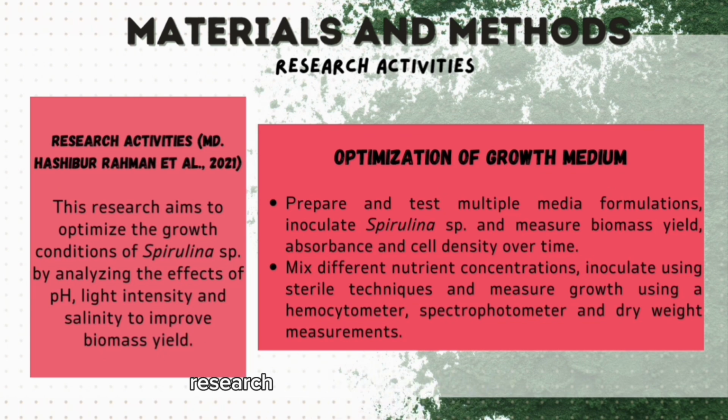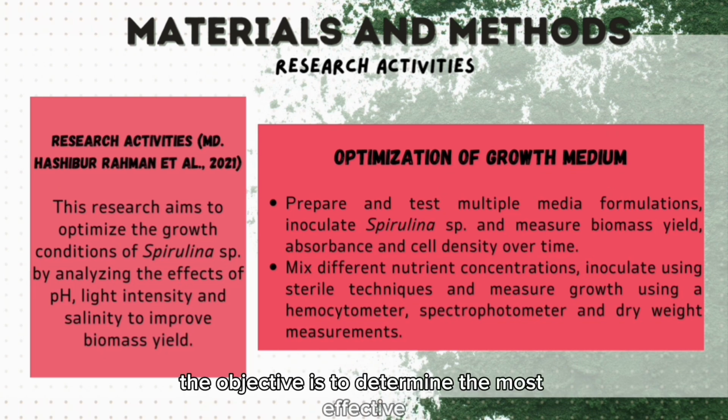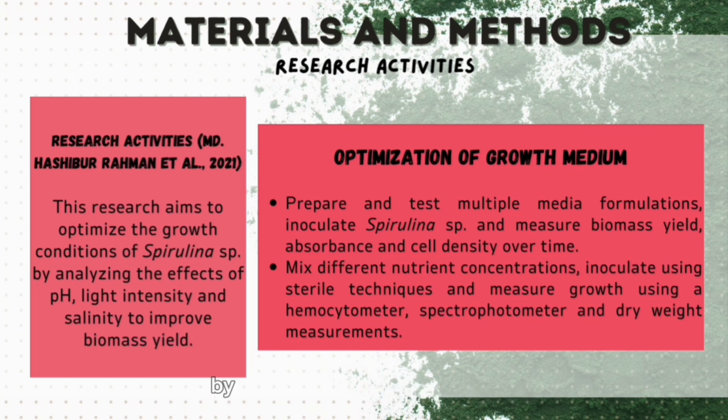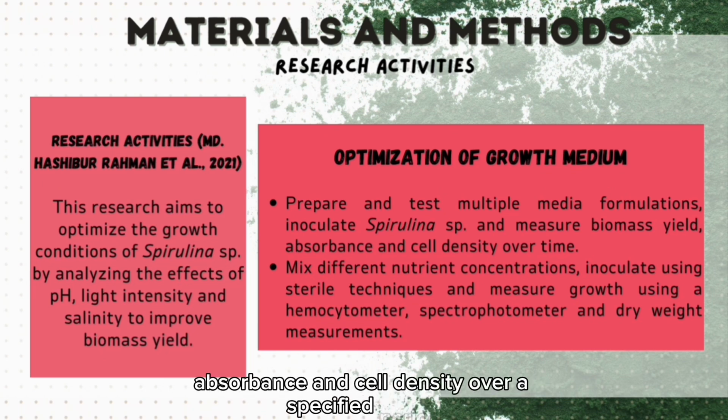The first research activity is optimization of growth medium. The objective is to determine the most effective growth medium for Spirulina species by experimenting with different concentrations of co-arid media and Zaruk nutrients. In these activities, we prepare multiple media formulations, inoculate Spirulina species, and measure growth parameters such as biomass yield, absorbance, and cell density over a specified period.